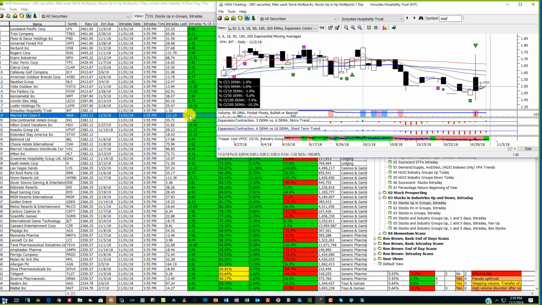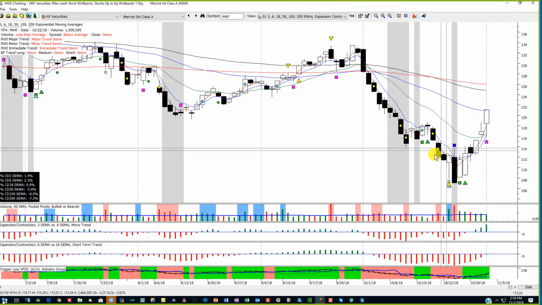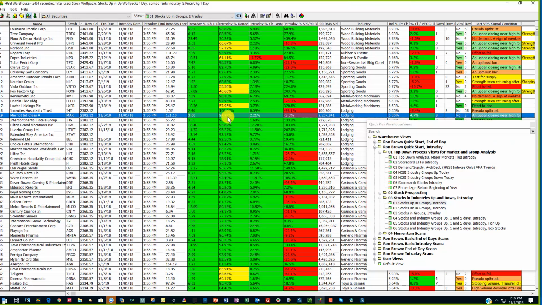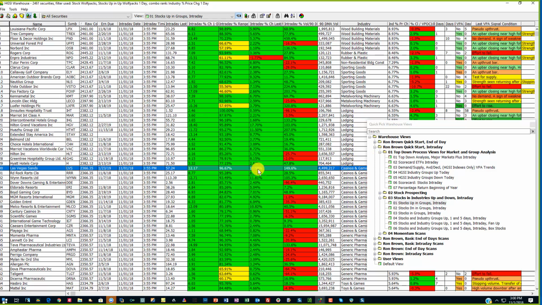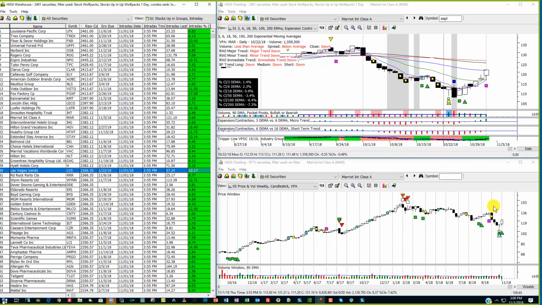Here's the Marriott Class A. This stock is trading at 100% of its daily range today. Or 97.97, I'm sorry. But this is how you find the strongest stocks going in to the end of the market day. Now, I look at this anytime during the day. I know these groups are up and I know these stocks are up, but I just want to see which stocks are holding up the best or are leading the group. And this is how you find out.